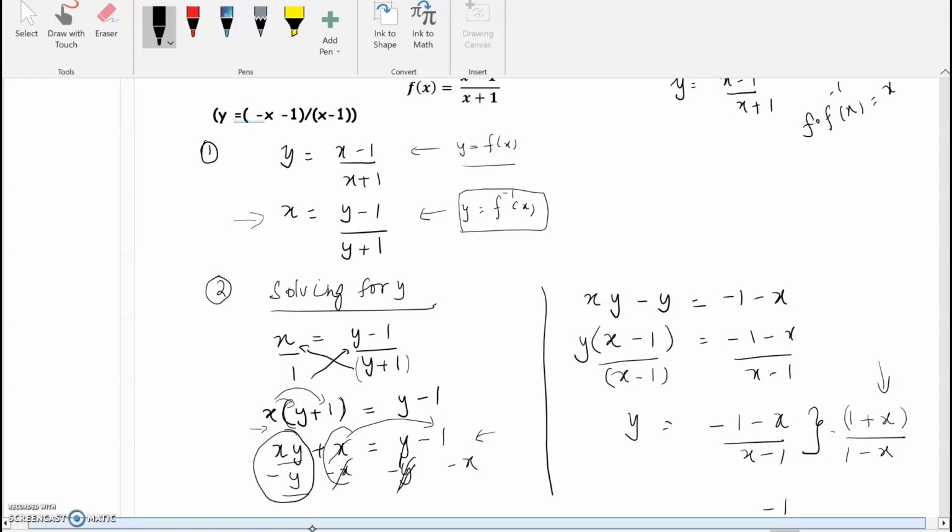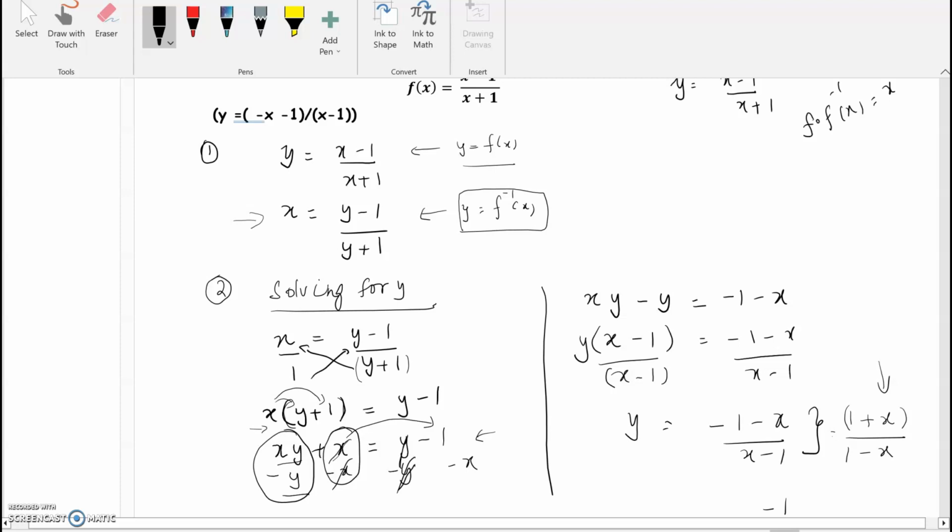At the same time, we need to get rid of any other terms not containing y on the left side. So subtract x on both sides. So that cancels the x on the left. So on the right, we have negative 1 minus x. On the left, we have xy minus y.